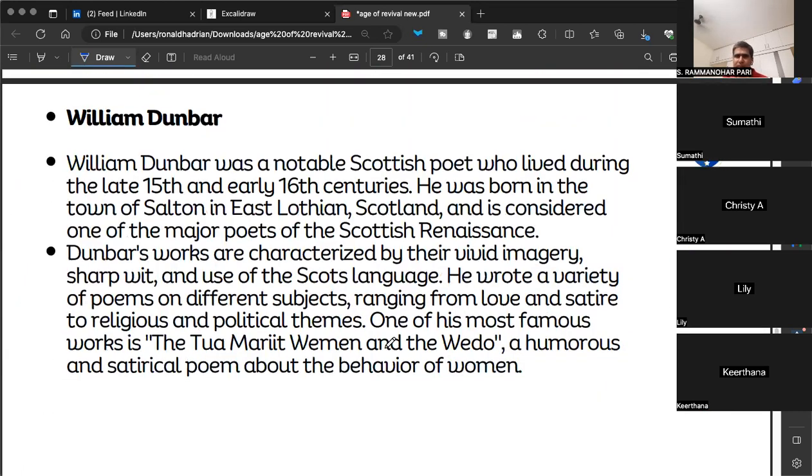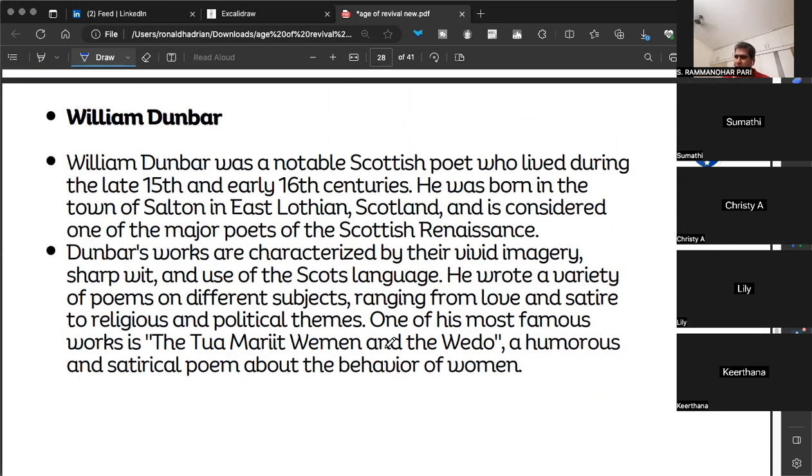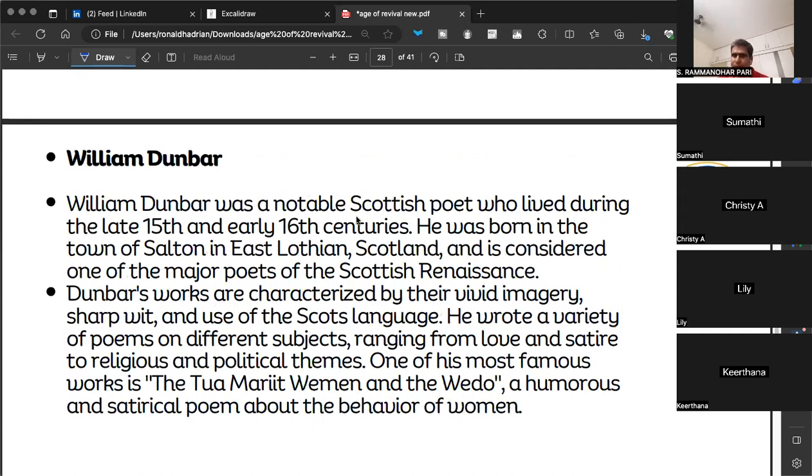Okay, William Dunbar. Now we are getting into the Scottish poets. So these are all called the Chaucerian poets. Previously, we have seen many poets. Know why they are called the Chaucerian poets? Because they followed Chaucer. Same way, Scots also followed Chaucer, and they were called the Scots Chaucerian. So William Dunbar was one notable Scottish poet.